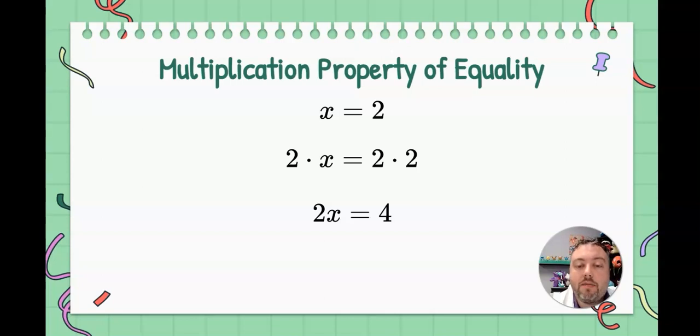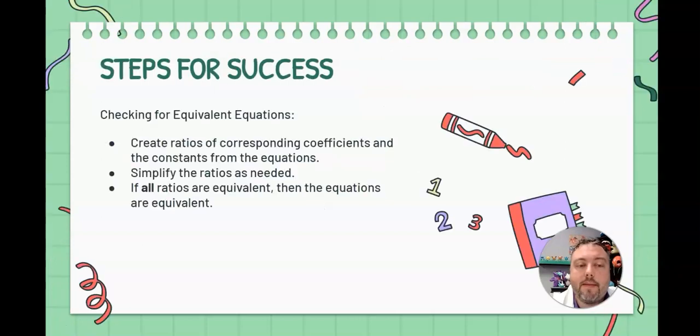So what that means for us is when we're checking for equivalent equations, we are looking for the number that has been multiplied to both sides of the equation so that we can have equivalent equations. Let's take a look at that. So here are our steps for success. We are going to use ratios.